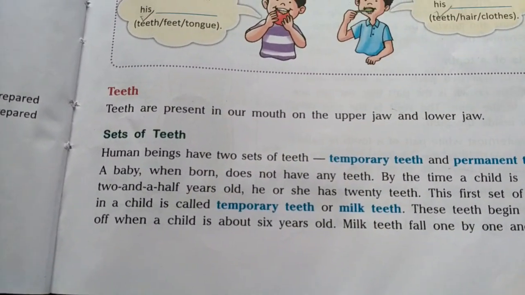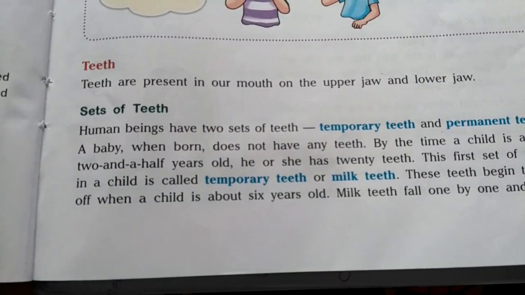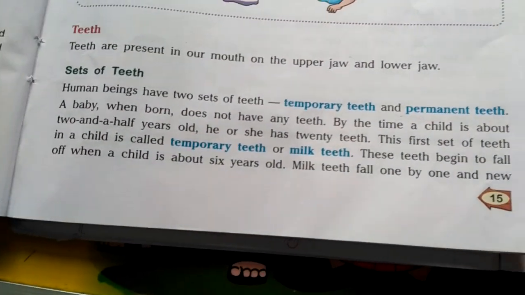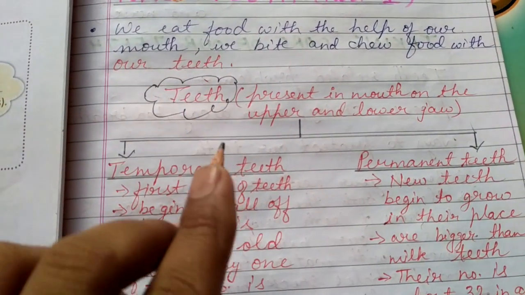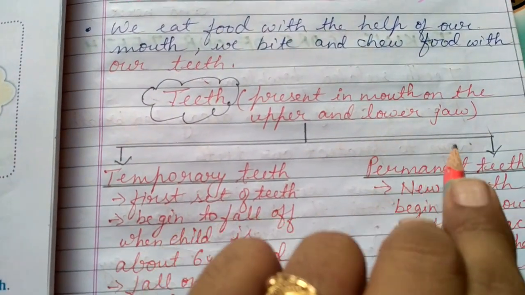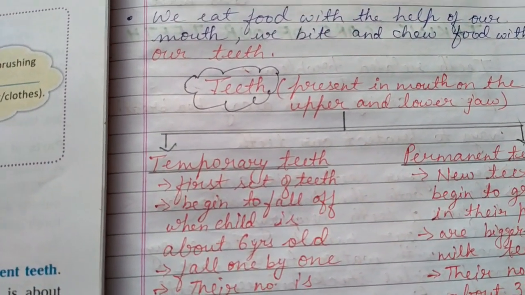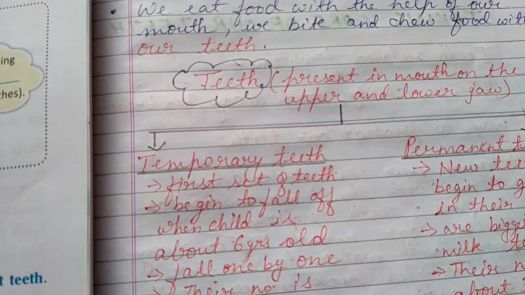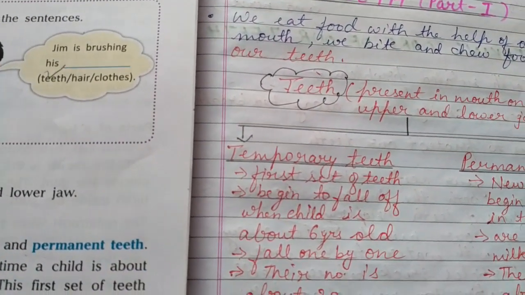So right now, moving on to the next portion of this video, that is the sets of teeth. Yes, in human beings there are two sets of teeth present. Okay, and the teeth are present in the mouth, on the upper jaw and the lower jaw. Yes, there are two jaws present in our mouth. The upper teeth set is present in the upper jaw, and your lower teeth set is present in the lower jaw.